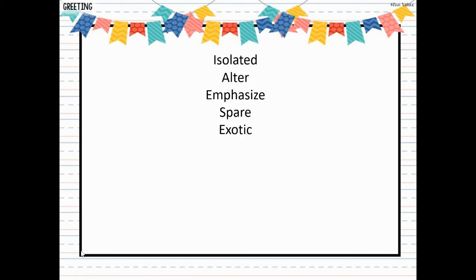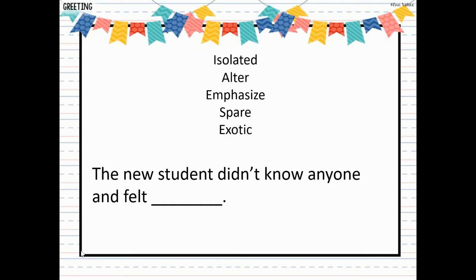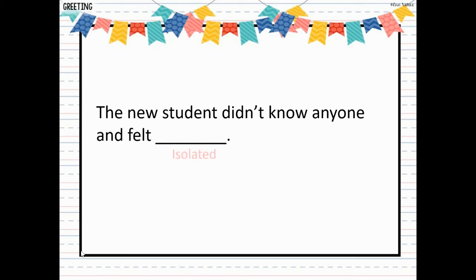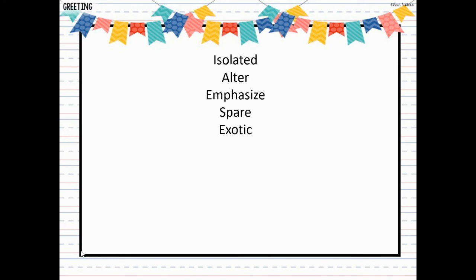Our same 5 words. The new student didn't know anyone and felt blank. What word would go in the blank there? The new student didn't know anyone and felt. The word for this would be isolated. Remember, isolated is to be alone or by yourself. So if you don't know anyone, you would feel isolated, like you are on your own.